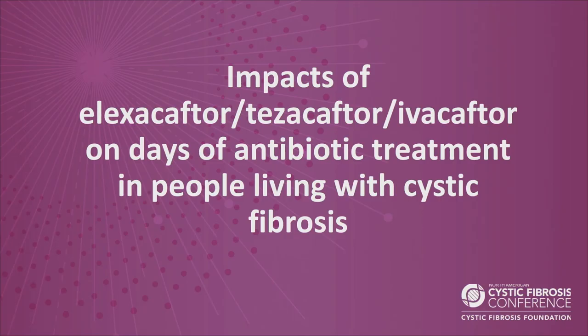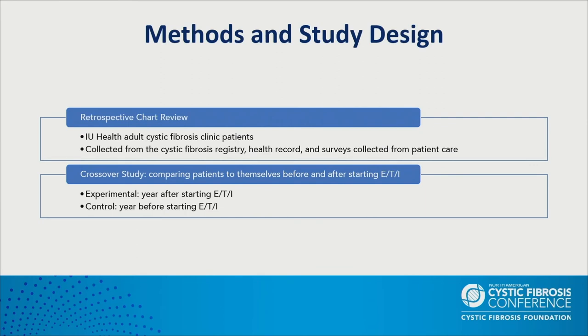So that leads to the study that we conducted. Methods and study design: this was a retrospective chart review study of all of our IU Health adult cystic fibrosis clinic patients. This was collected from the CF registry, from our health record, and surveys collected through patient care. It was a crossover study that compared patients to themselves before and after starting ETI. So we looked at the year for each individual patient. We found the year that the medication was shipped to them and used that as a surrogate for the start date of the medication. We looked at the year back from that and counted up overall antibiotic use, and then the year after starting ETI, and compared the two.